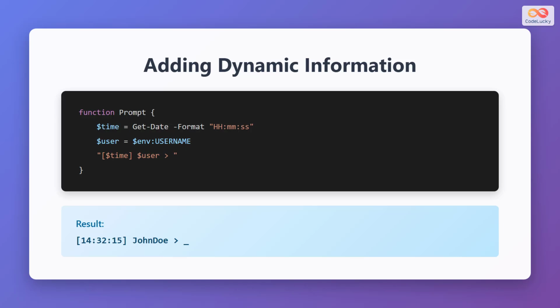You can make your prompt much more useful by adding dynamic information that updates automatically. In this example, we retrieve the current time using Get-Date formatted as hours, minutes, and seconds. We also get the username from the environment variable. The function then returns a string containing the time in brackets, followed by the username and a greater than symbol. This creates a prompt that shows real-time information with every command you execute.